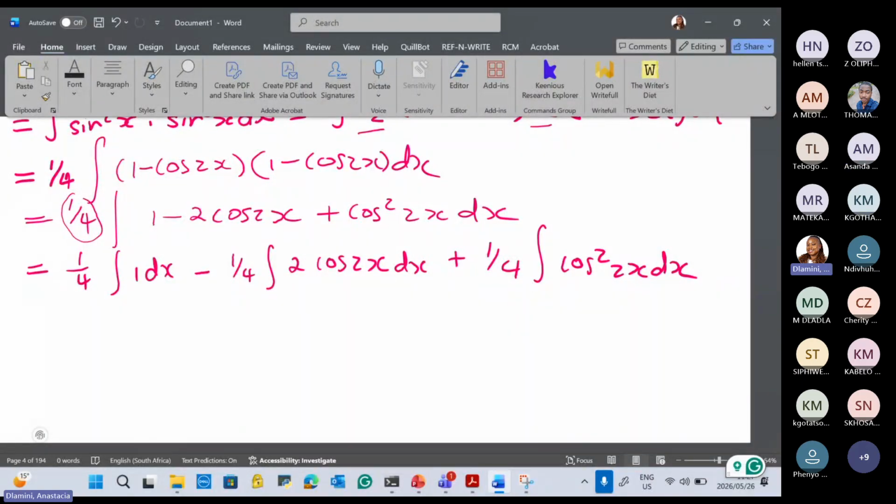Yes, ma'am. Thank you. Now, by looking at this, do you know the integral of that? Yes, ma'am. Which is? 1/4x. Thank you. So it's 1/4x. Do you know the integral of this by looking at it? Yes, ma'am. What is the integral of that? It's minus 1/4 sine 2x. Well done. Do you know the integral of this?